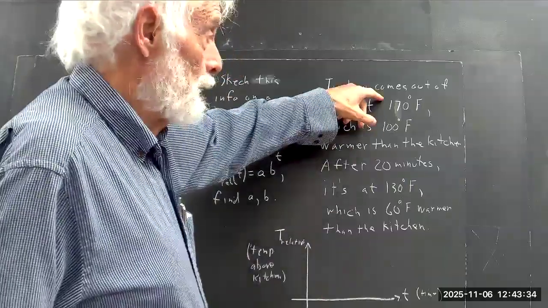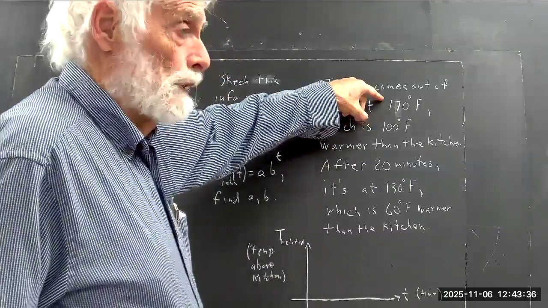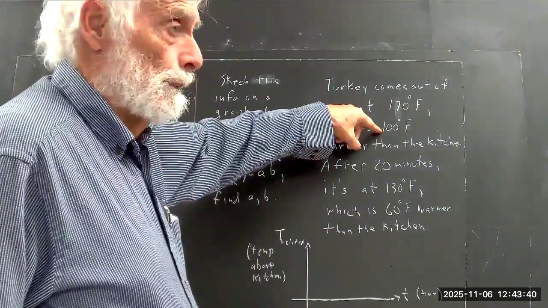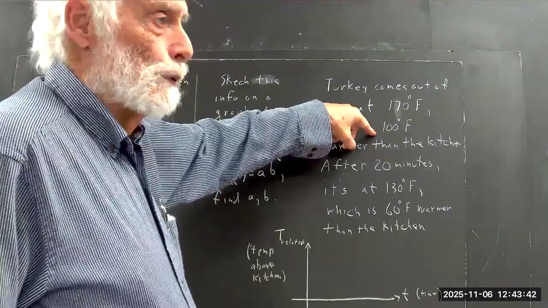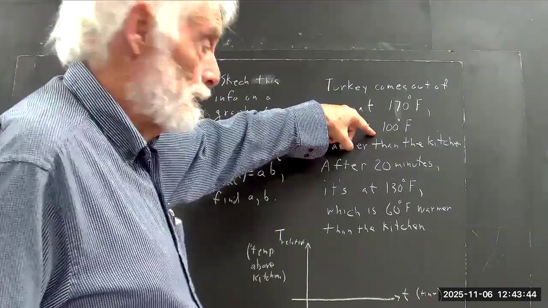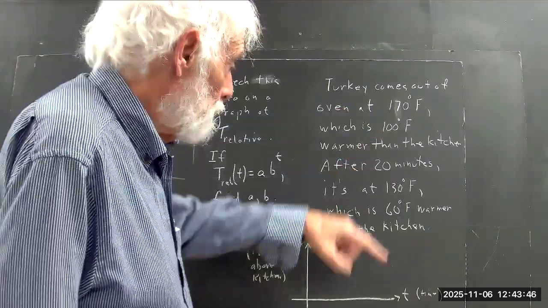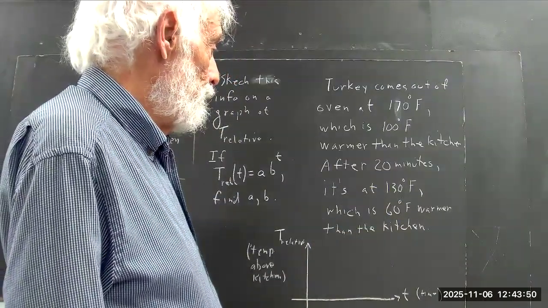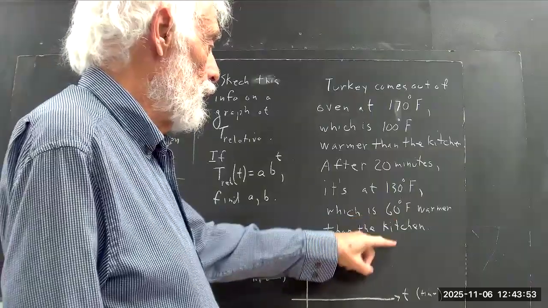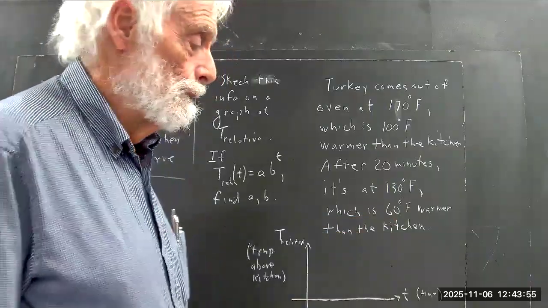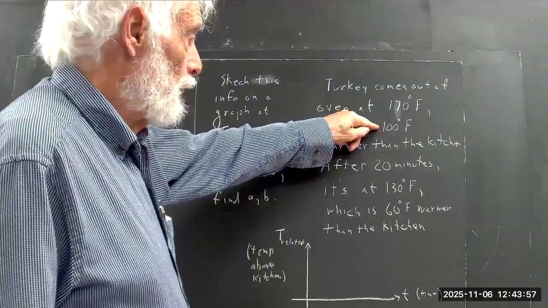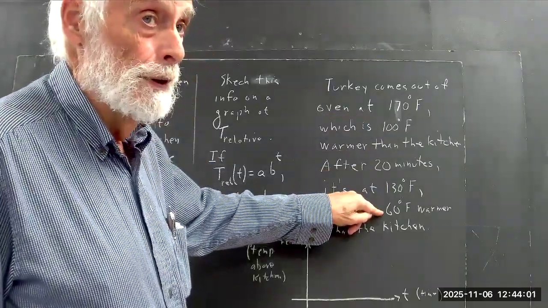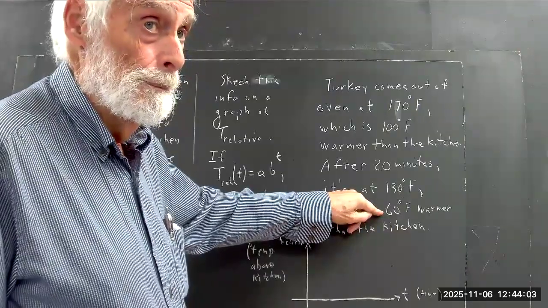So we're not interested in how many degrees it is on the Fahrenheit scale. We'll do it on a scale relative to the temperature of the kitchen. Okay, after 20 minutes, it's at 130 degrees Fahrenheit, and that's 60 degrees Fahrenheit warmer than the kitchen. So we start at a relative temperature of 100. In 20 minutes, we drop to a relative temperature of 60 Fahrenheit.